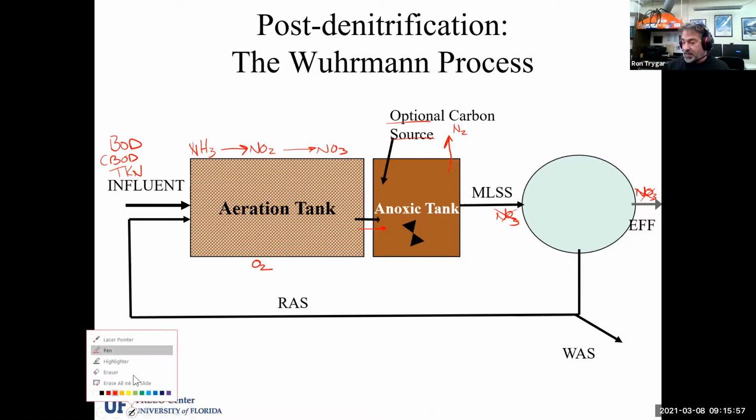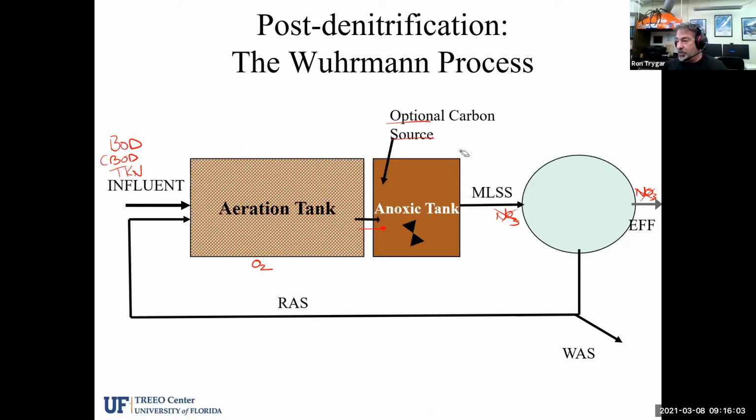This comes up a lot in these classes, and I want to tell you something real quick. Let me draw something here. The reason we generally don't just take some of this influent wastewater and divert it around to here to use the CBOD in the raw wastewater as the carbon source is because it's not pure.